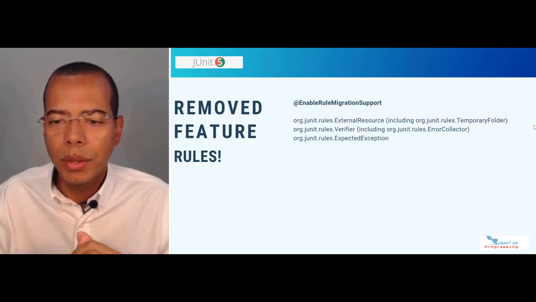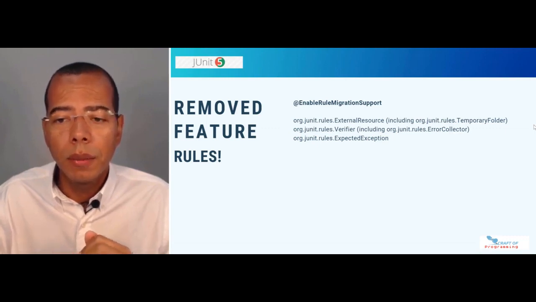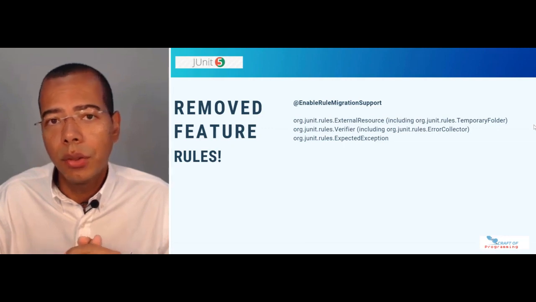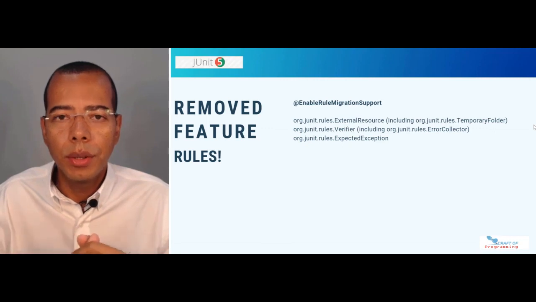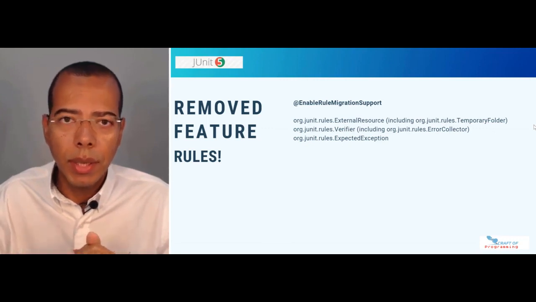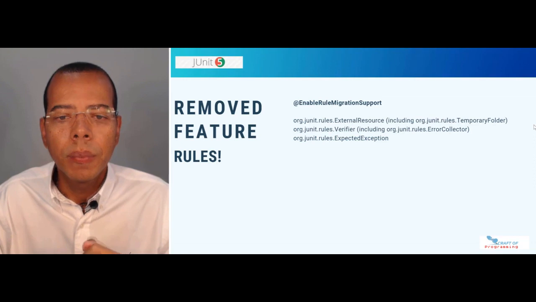Basically, it just supports external resource, where temporary folder is an example, verifier, and expected exception. So it's a limited support of the existing JUnit 4 rules. And the way you do it is you use this @EnableRuleMigrationSupport tag on your tests.